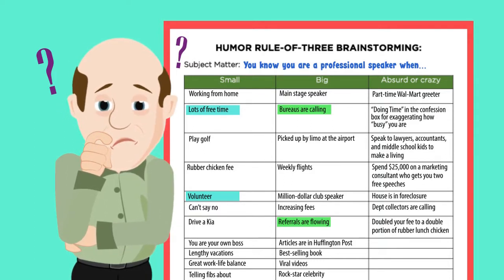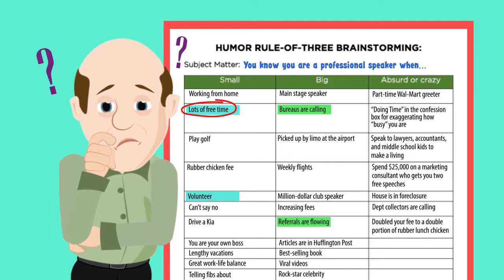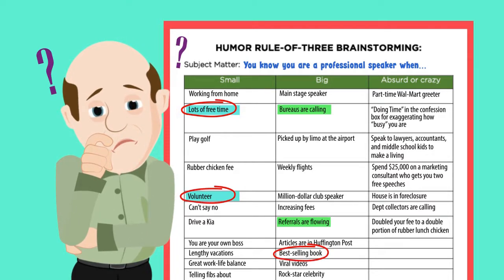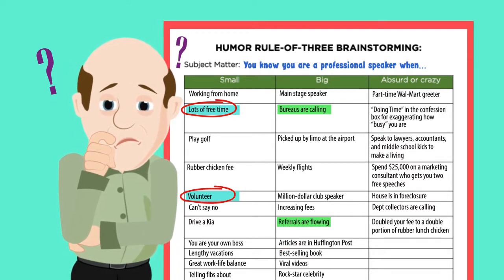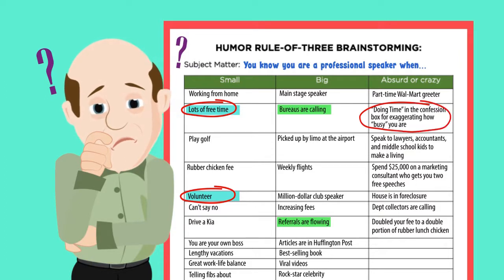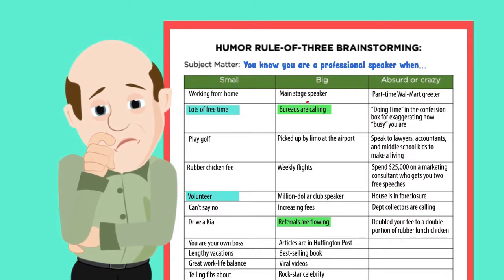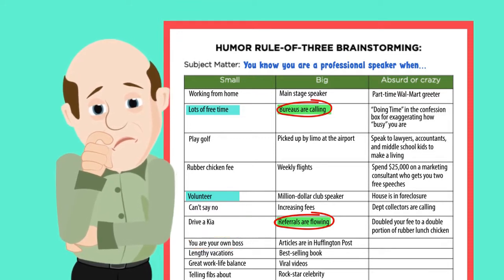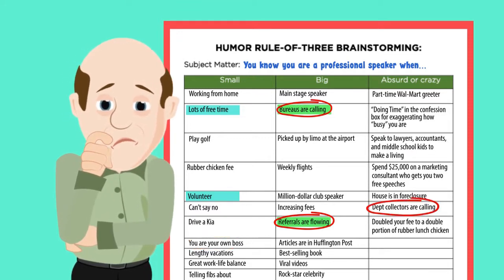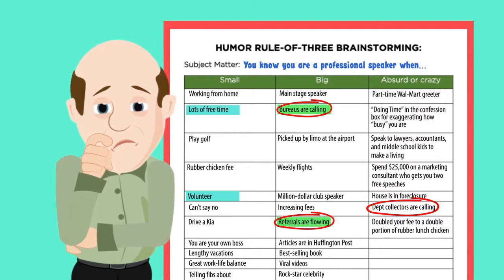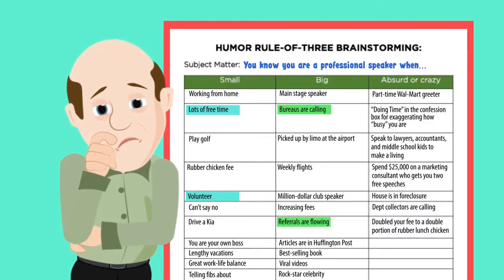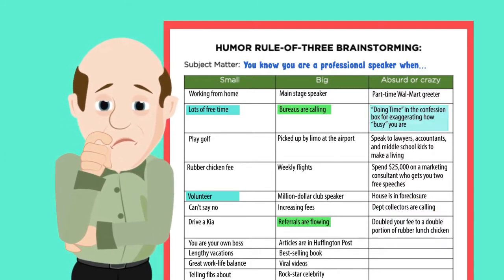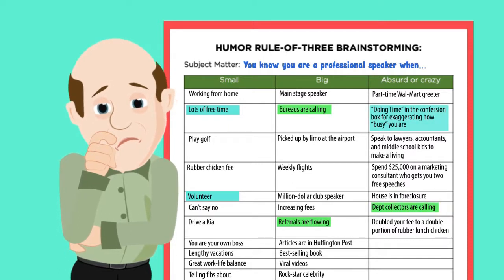And this could be any of the following. 2 small items combined with 1 big item. 2 small items combined with 1 crazy absurd item. 2 big items combined with a small item. Or 2 big items combined with a crazy, absurd item. Once we find the twist, we highlight it to the same color as the 2 setup items.